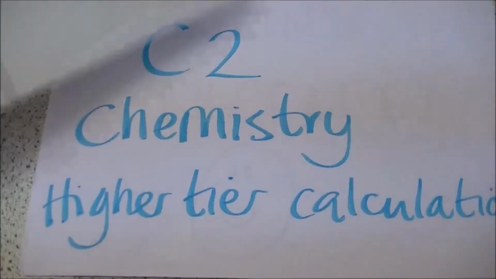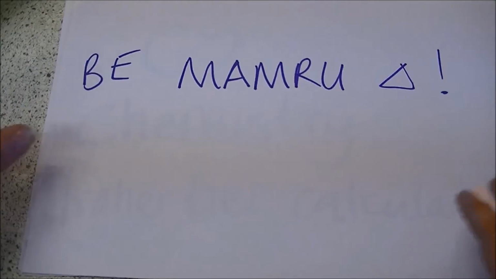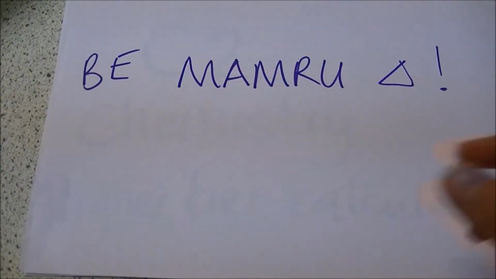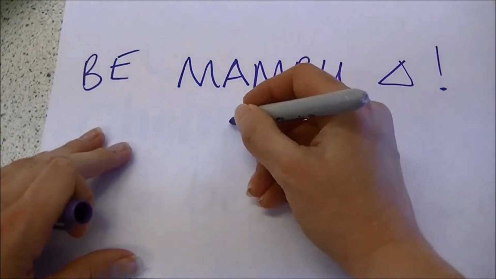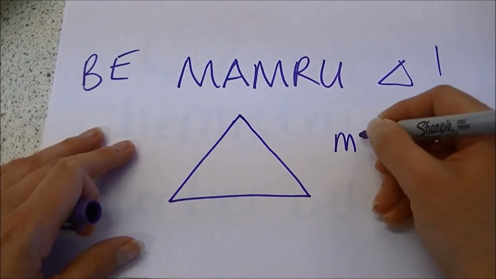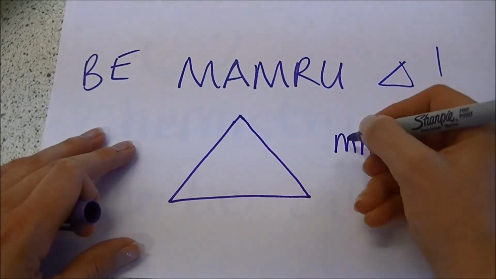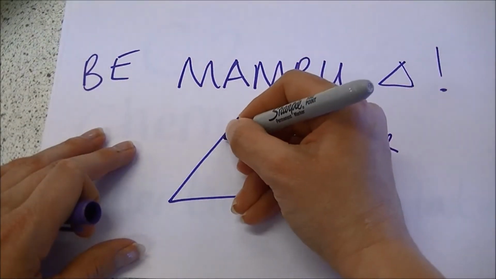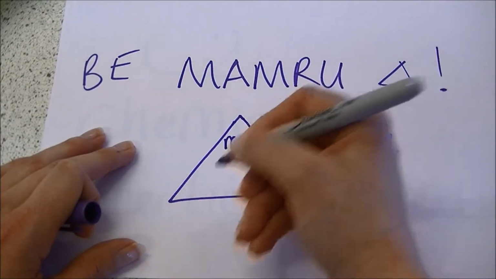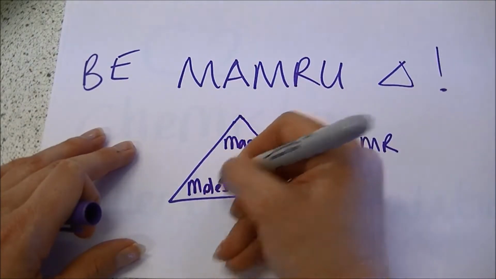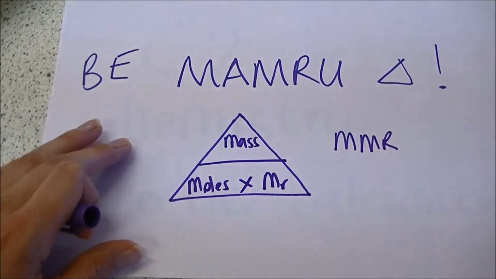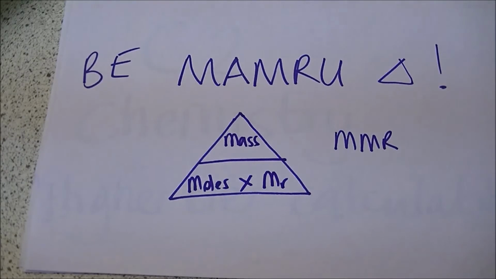The mnemonic for this one is called MAMRU with a triangle at the end, okay, because we're going to need to use our formula triangle that links mass, moles and Mr. This formula triangle is in alphabetical order, just like the vaccination MMR that you might have. If you put these words in alphabetical order, mass, moles and Mr, mass comes first, moles next, and then the r for Mr comes after that. So that's the triangle we're going to need throughout today's calculation.